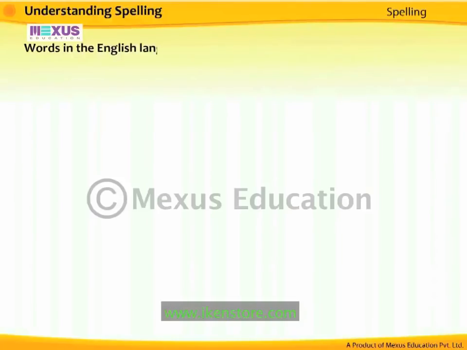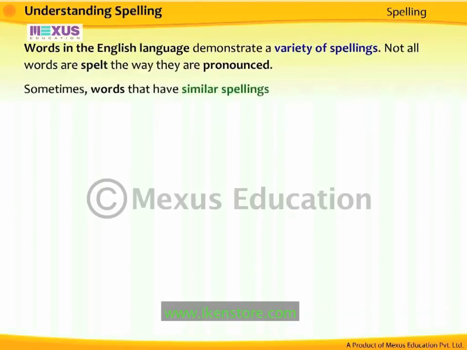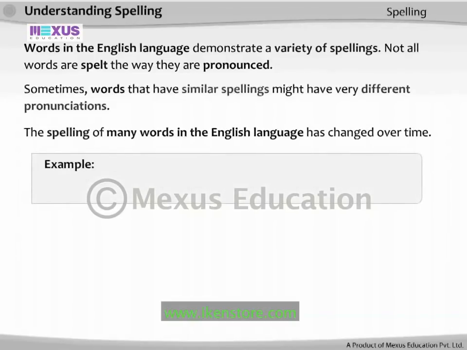Words in the English language demonstrate a variety of spellings. Not all words are spelt the way they are pronounced. Sometimes, words that have similar spellings might have very different pronunciations. The spelling of many words in the English language has changed over time. For example, doubt was once spelt as D-O-U-T-E.